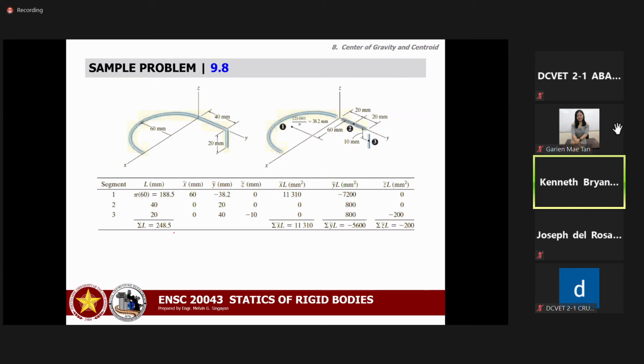So gawin natin, isa-isahin natin. Segment 1 is a semicircle, and we know the length of the semicircle is pi times r. That's why we have here pi times 60, which is equal to 188.5. Segment 2 is this one. The length of segment 2 and segment 3 is 20 each. So getting the sum, we have 248.5.